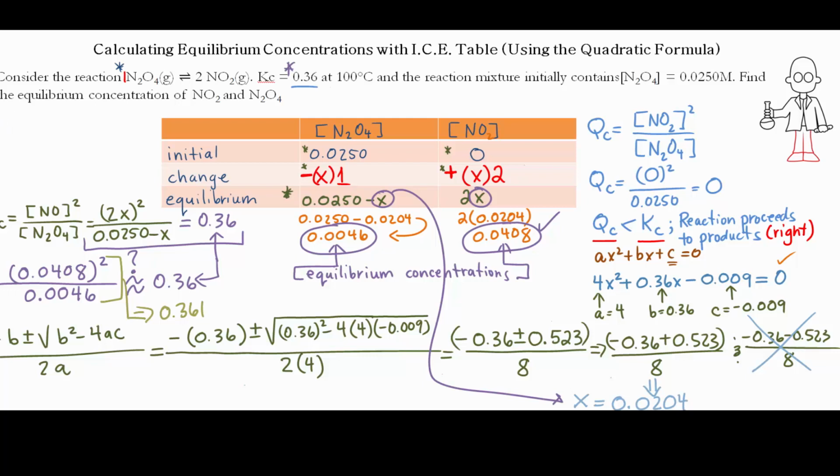So at equilibrium, what we have found is the concentration of N2O4 is equal to 0.0046. And at equilibrium, the concentration of NO2 is equal to 0.0408.